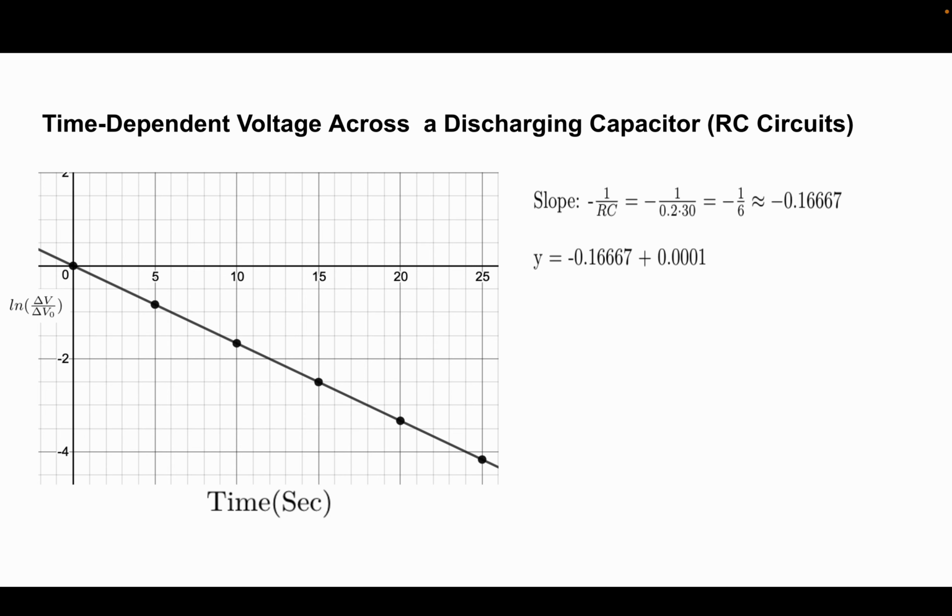And this is my time-dependent voltage across a discharging capacitor for RC circuits. And the slope is -1 over the time constant, resistance times capacitance, and it's approximately -0.16667.